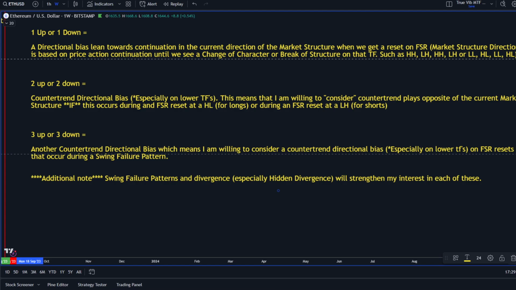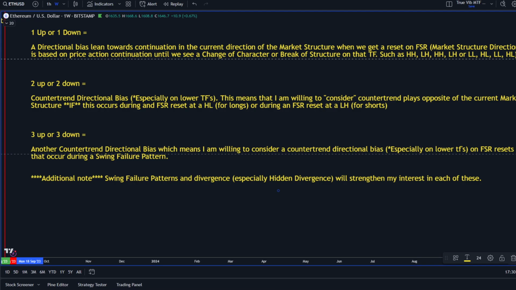So the rules are simple. I'll read them. A directional bias leans towards continuation in the current direction of the market structure when we get a reset on FSR. What does that mean? It means we're going to have a lean towards one direction in the chart based off a reset that we've seen on the indicator that we've spoken about, when we have a read from market structure.